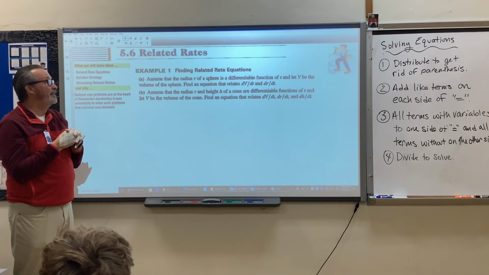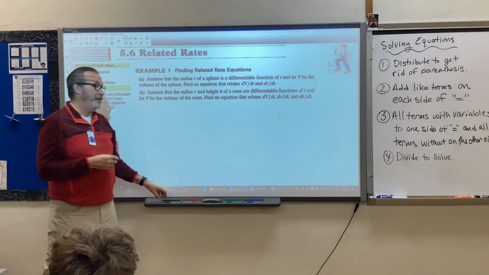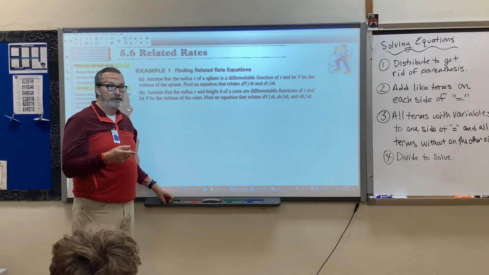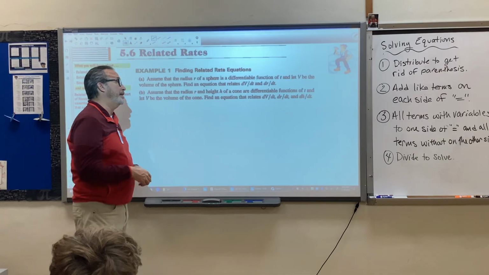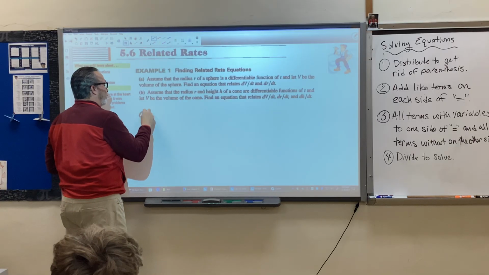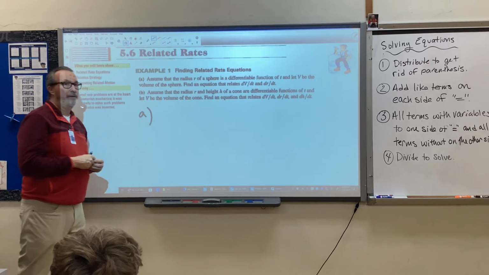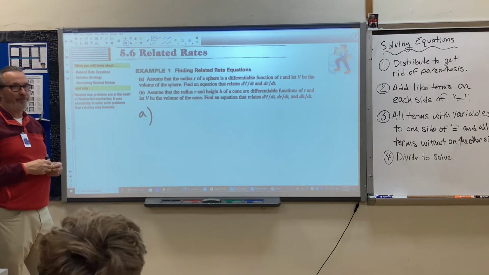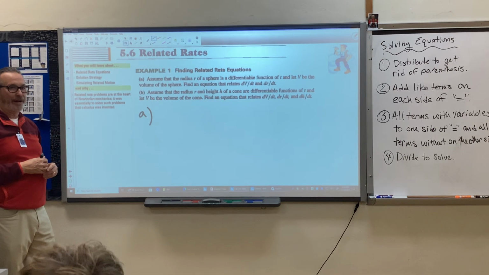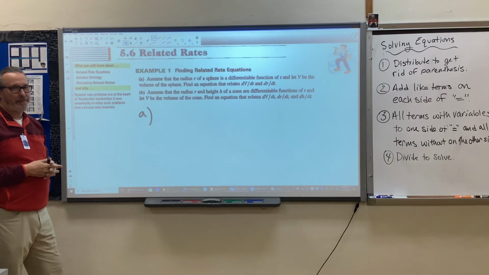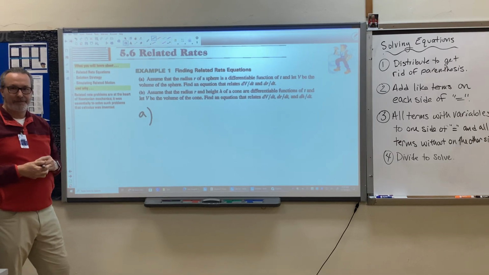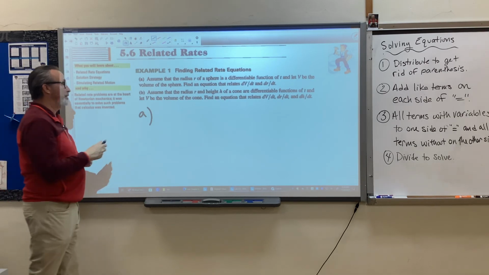Find an equation that relates dV/dt and dr/dt. So the question is asking you to find an equation that relates V and r, and then take the derivative in terms of time, and that'll relate dV/dt and dr/dt. So what's the equation that relates V, the volume of the sphere, and r, the radius of the sphere? It's the formula for the volume of the sphere.